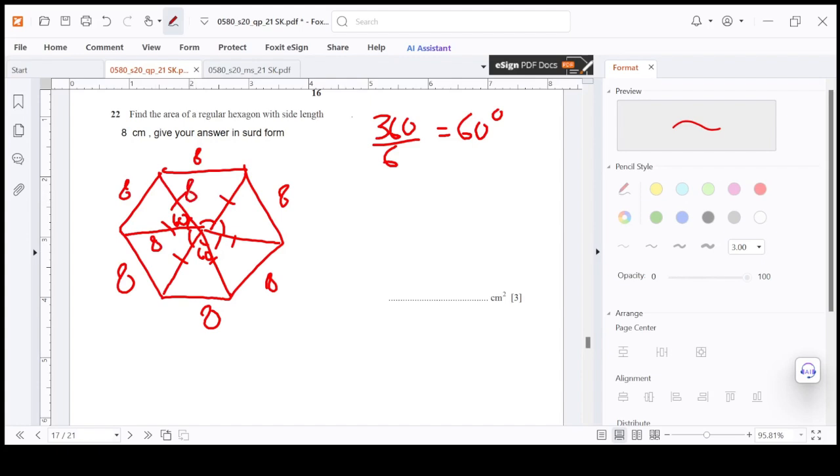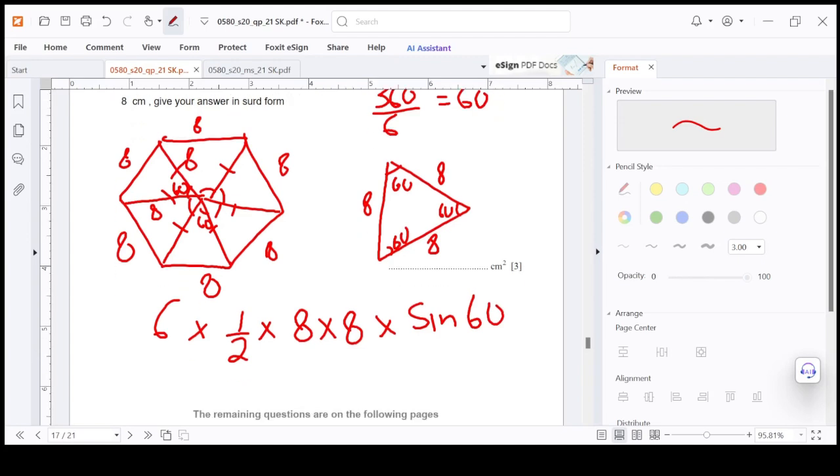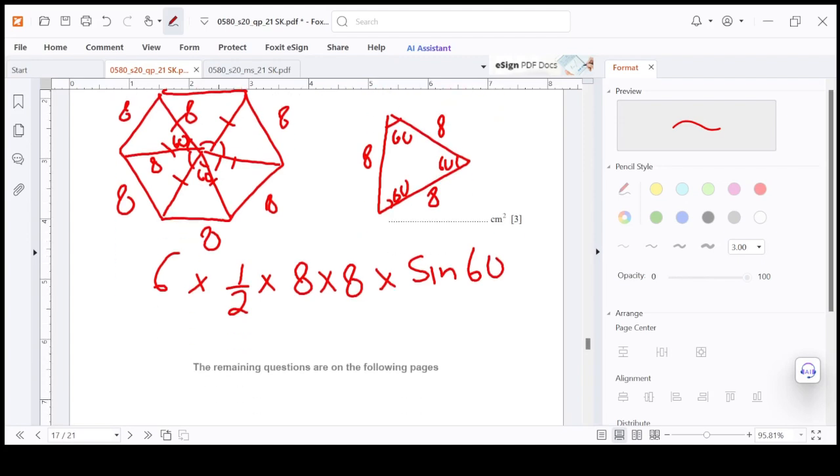So the triangle has sides 8, 8, 8. Each angle is 60. What do we have to do? We have to find the area of one of these triangles and then multiply it by 6. The area is going to be half times the lengths of two sides times sine of the angle in the middle. Now again we need sine 60, that too without a calculator.